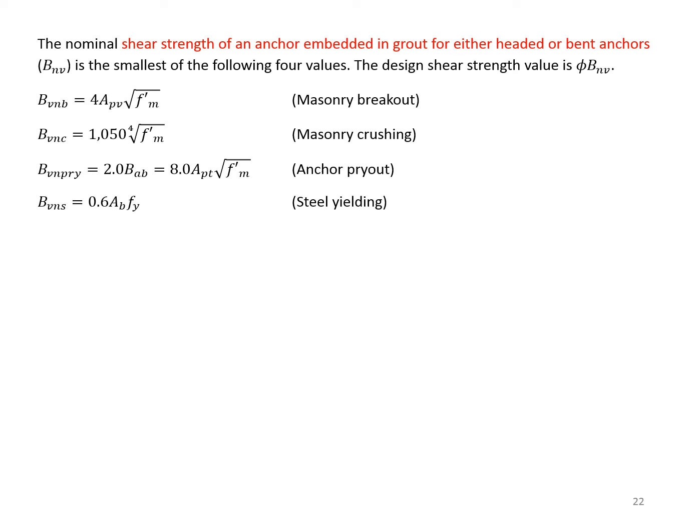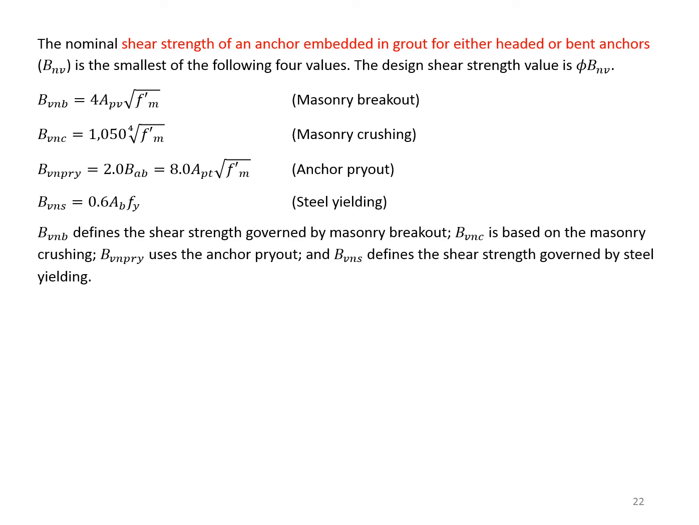Third equation, BVPRY, is 2 multiplied by BAB, which is 8 multiplied by APT, square root of f'm. And finally, the fourth equation, BVS, is 0.6 ABFY.